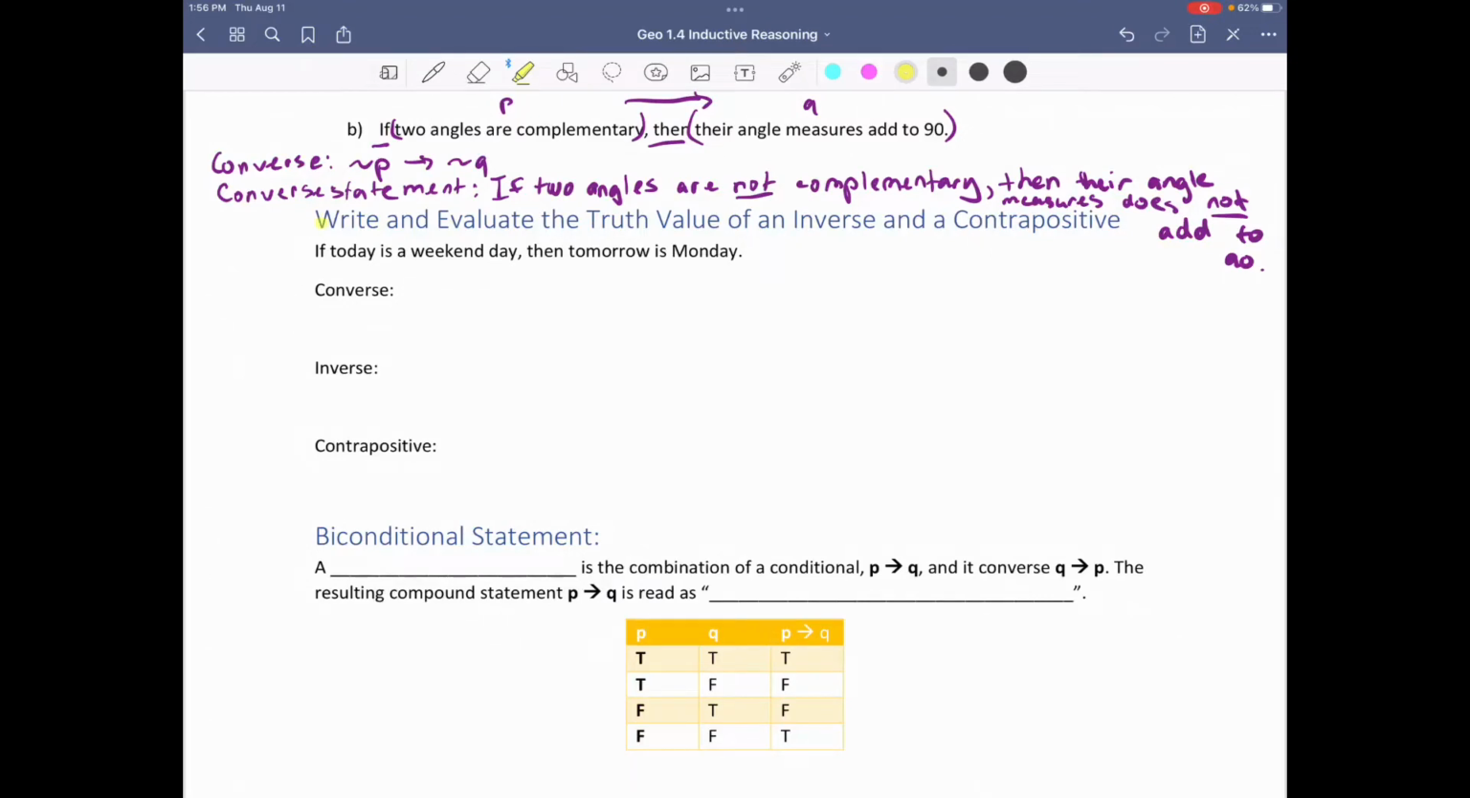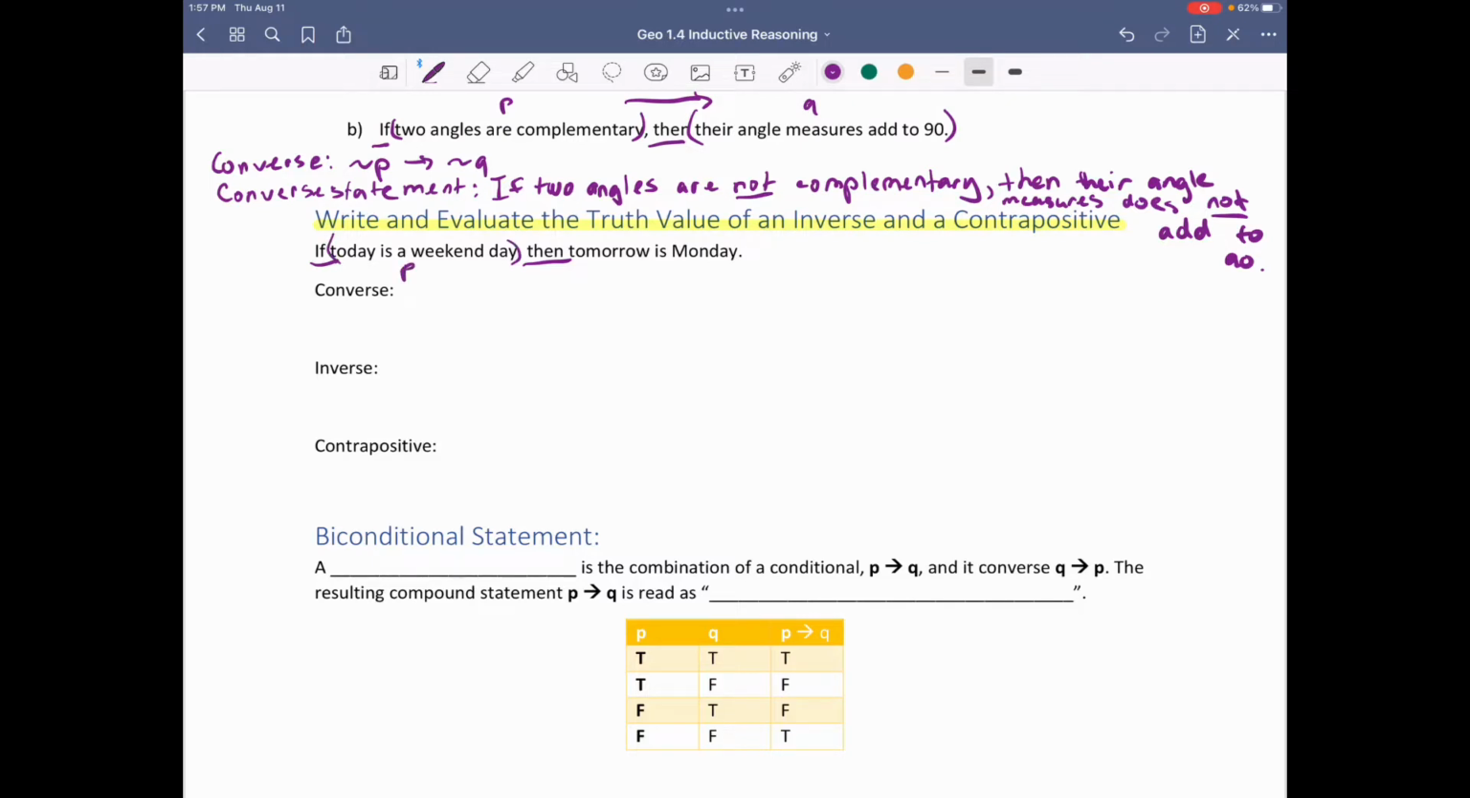Now we will be writing and evaluating the truth value of an inverse and a contrapositive. Here we only have to work on one statement. If today is a weekend day, then tomorrow is Monday. So remember from our two examples, A and B, we'll need the converse of this statement.